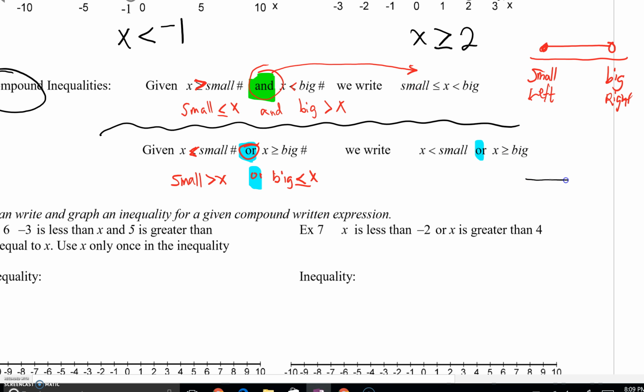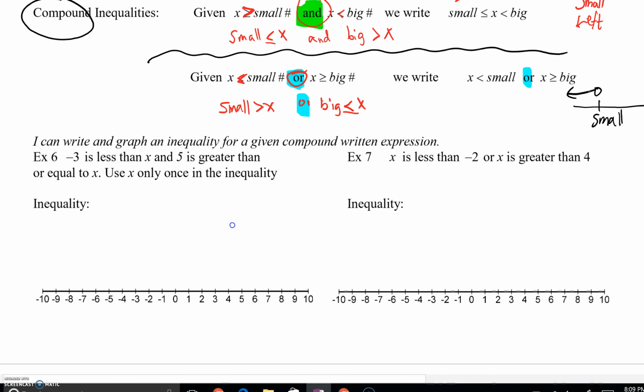Now, visually, it's going to look like this. You're always going to go in separate directions. You're going to be smaller than the small number, so you go to the left of it. You're actually going to get bigger than this larger number, so you're going to go to the right. Never shade in between. With the word or, you're going to shoot outside.